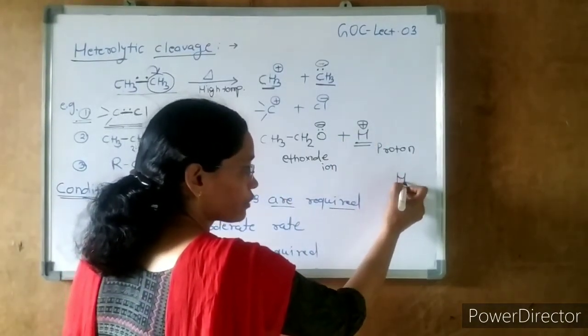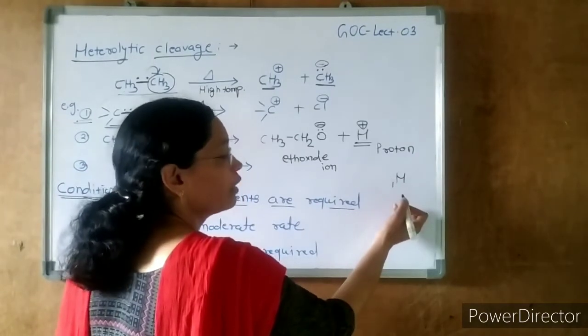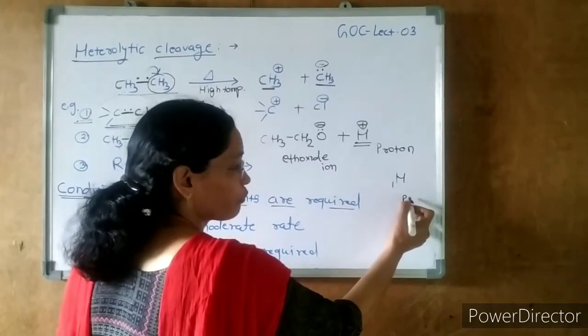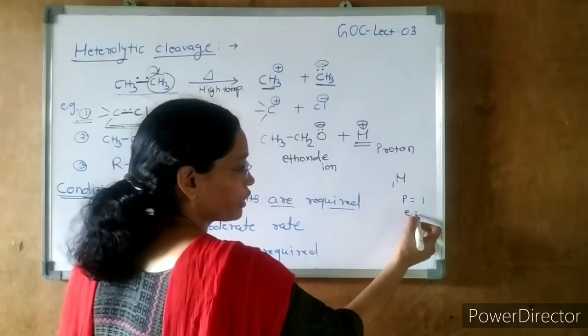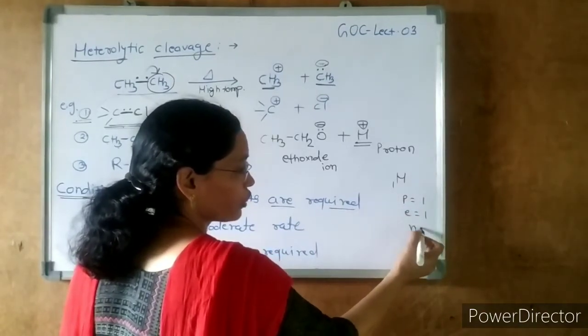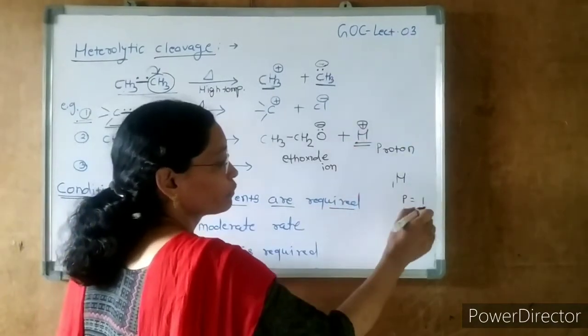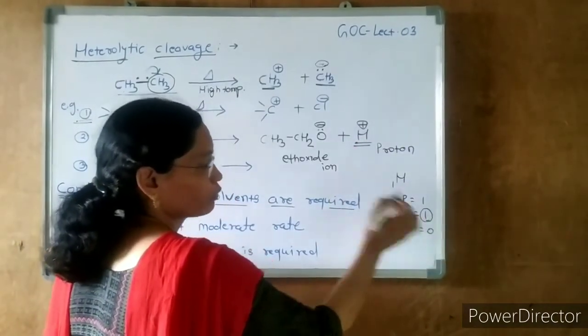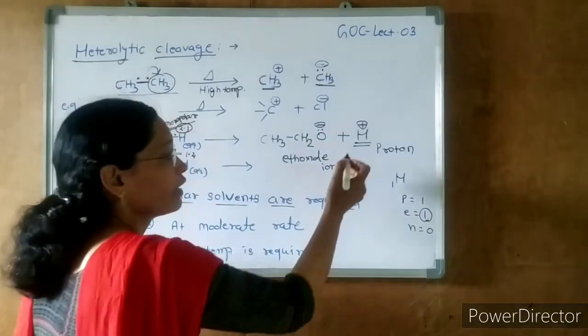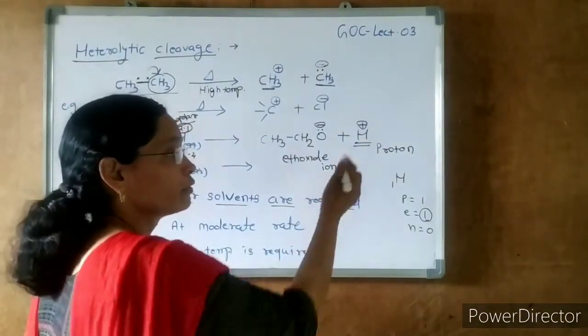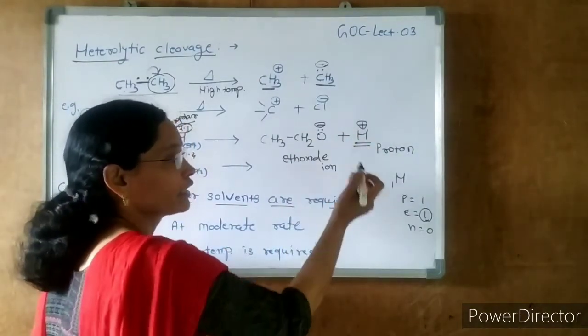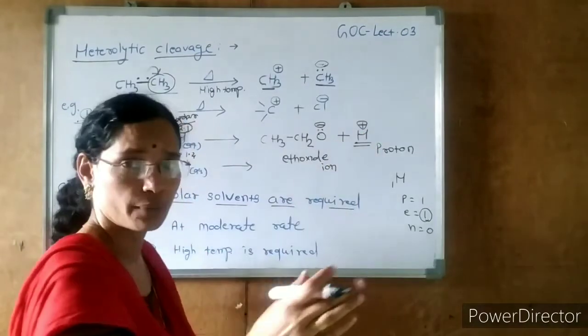See here, hydrogen has atomic number 1. It means the number of protons is equal to 1, the number of electrons is also 1, and neutrons are already 0 here. If hydrogen loses one electron, then there is no electron along with the hydrogen, and there was no neutron to begin with.